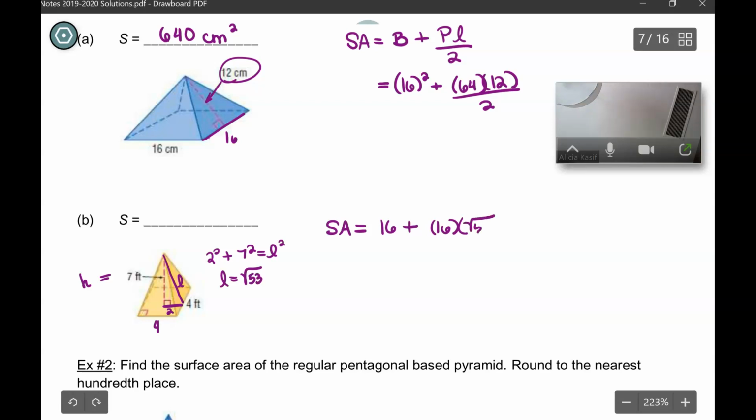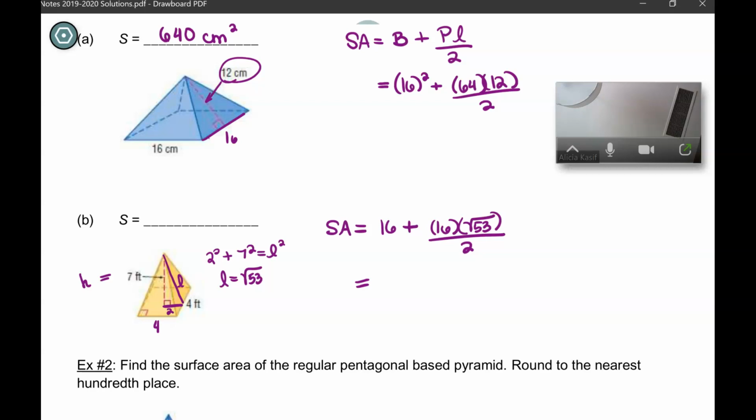So I'll just leave it like that here, and we'll type it in at the end, and then we're going to divide by 2. So 16, and then add that all in, and I get 74.24.